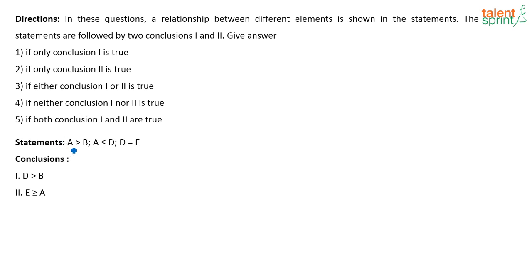So what is given here? You have to find out the relationship between D and B in the first conclusion. So I have B here and D here. I know A is greater than B and A is less than or equal to D, or D is greater than or equal to A. So if I combine these two statements very clearly, I can say that D is greater than B. So this conclusion is true.